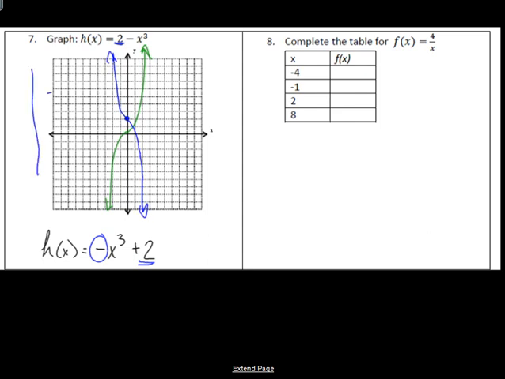And again, as always, you can go through and plot some x and y points. Don't forget to do a few negative and a few positive.